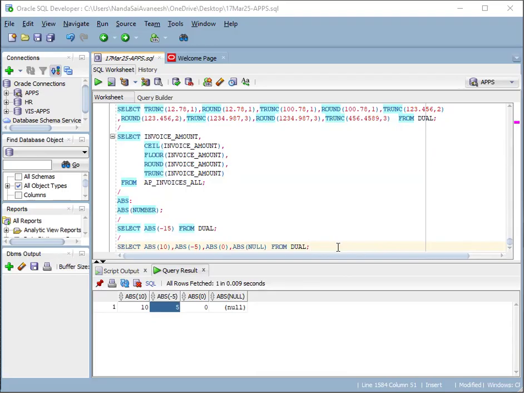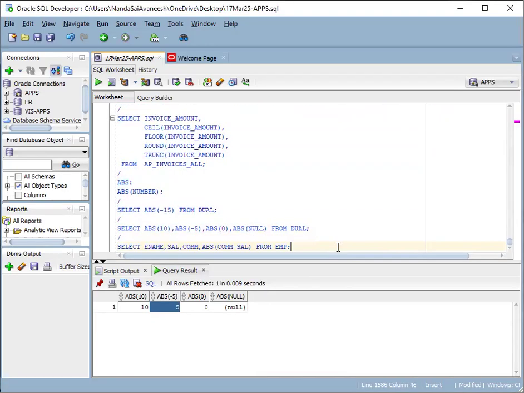Suppose we have the commission column in the employee table. So select ename, salary, commission, ABS of commission minus salary from EMP. Commission minus salary will come as a negative value, so that is going to convert into a positive value here. If you want, you can use this also.